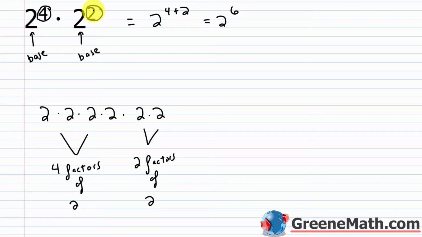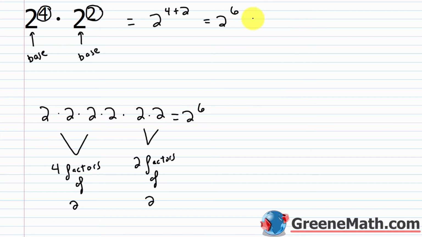So doesn't it make more sense just to go through and keep the base the same, the number that's being multiplied by itself, and just add the exponents, right? Because that's going to tell me how many total factors of this base I'm going to have in the end. This is a lot easier to do than writing all this out every time and saying, okay, this is 2 to the 6th power.